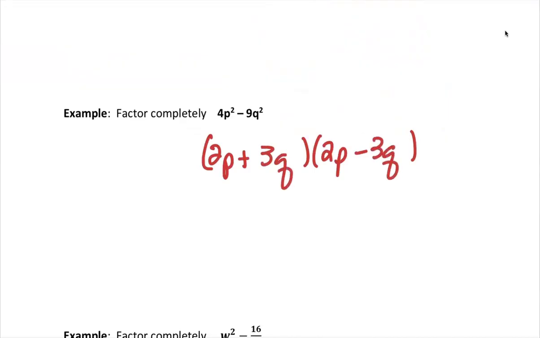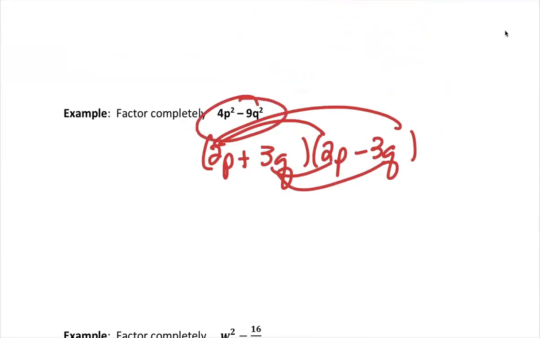Next one, is it a difference of perfect squares? Yes, that would factor as 2p and 2p. One is plus, one is minus, and then 3q. If you want to just double check, remember that you can multiply. Those 2 middle terms should cancel, and you should be left with that original expression.